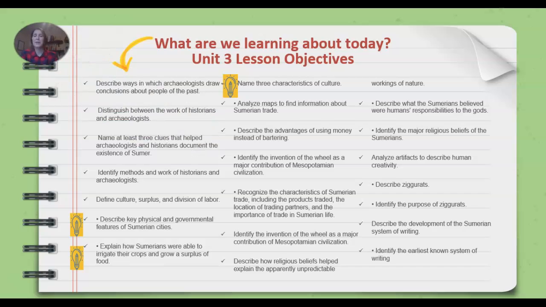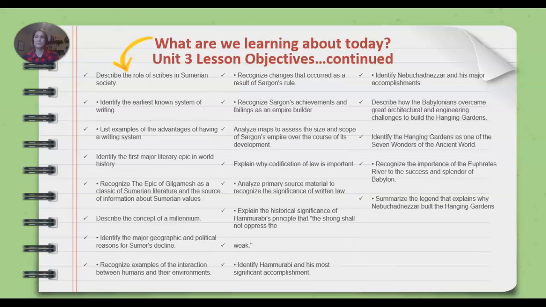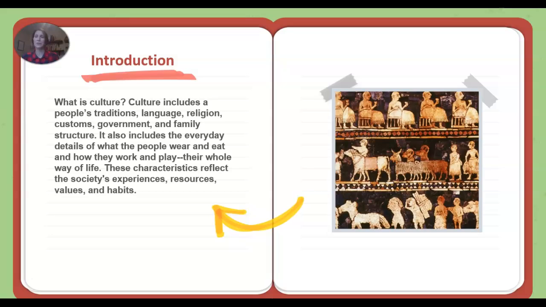So what are we learning about today? Our lesson objectives. We're going to describe the key physical and governmental features of Sumerian cities, explain how Sumerians were able to irrigate their crops and grow a surplus of food, and then we're going to talk about 3 characteristics of culture. And then those are additional objectives in this unit. We have lots and lots in Unit 3.